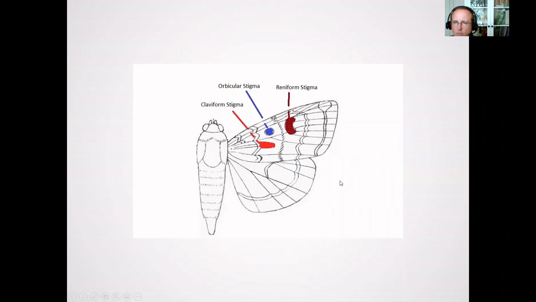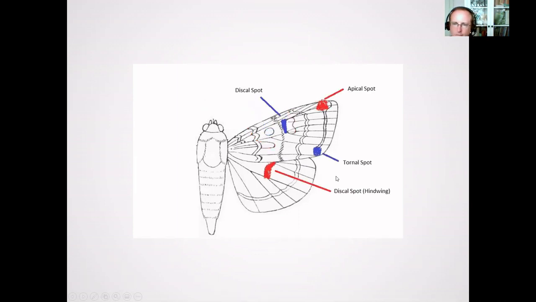In terms of noctuids in particular, there are three stigma or marks. The reniform stigma is what Waring and co call the kidney mark. The orbicular stigma, I can't remember what they call it, and the claviform stigma is the dart. So in something like the heart and dart, the heart is the reniform stigma, the dart is the claviform stigma, and the orbicular stigma is the other one. Nearly there. A pickle spot is a spot near the apex. A tornal spot is a spot near the tornus.